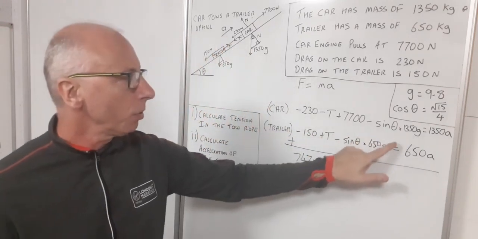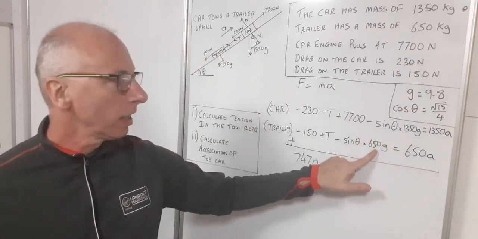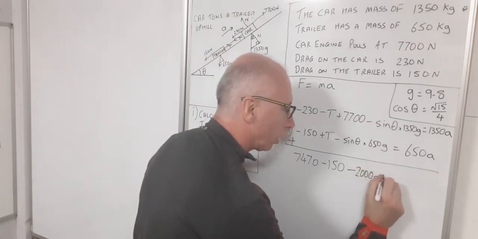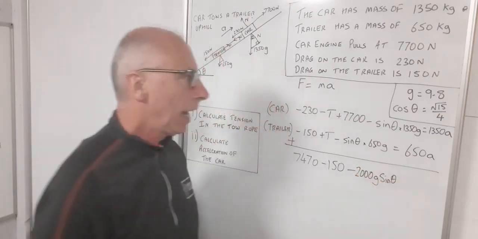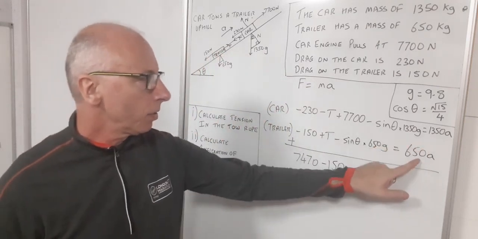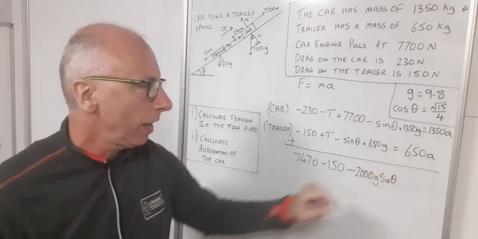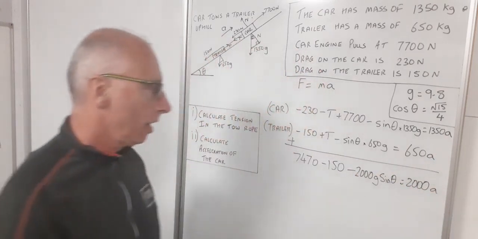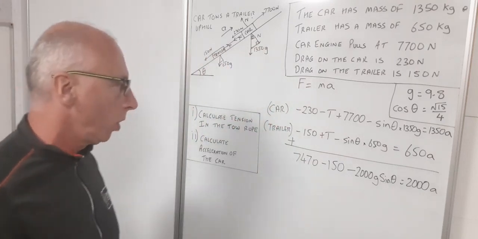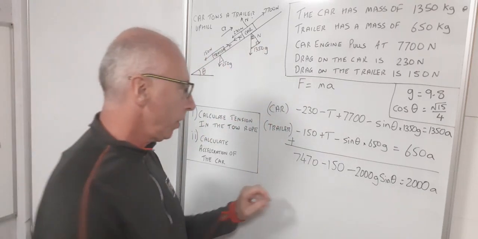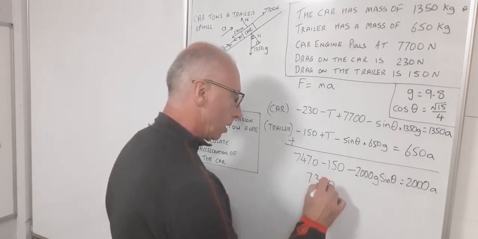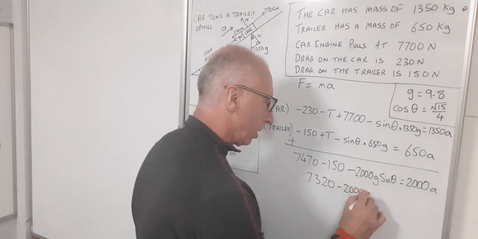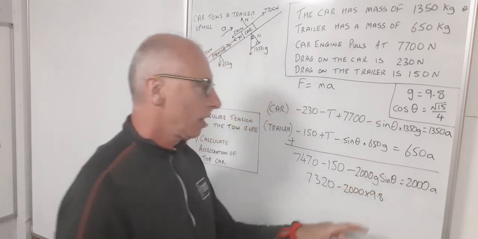If I add these two numbers, 1350 and 650, that gives me 2000g sine theta. And then here, if I add these two together, I'm going to also have 2000 and the variable a. Okay, so now let's see if we can fill this in a bit more. So 7470 minus 150, that's 7320. Minus 2000g, so that's minus 2000 times 9.8 sine theta.